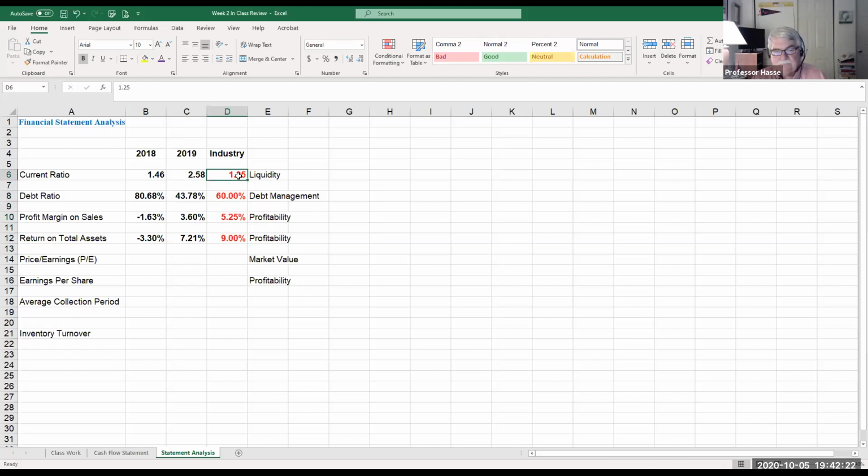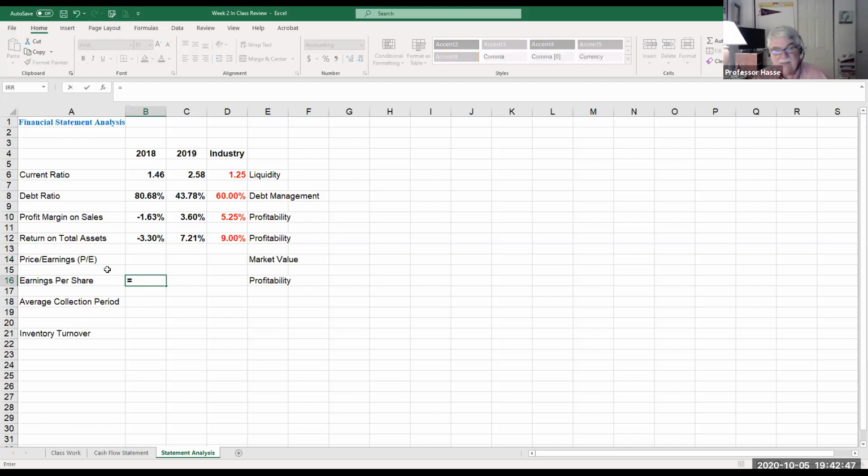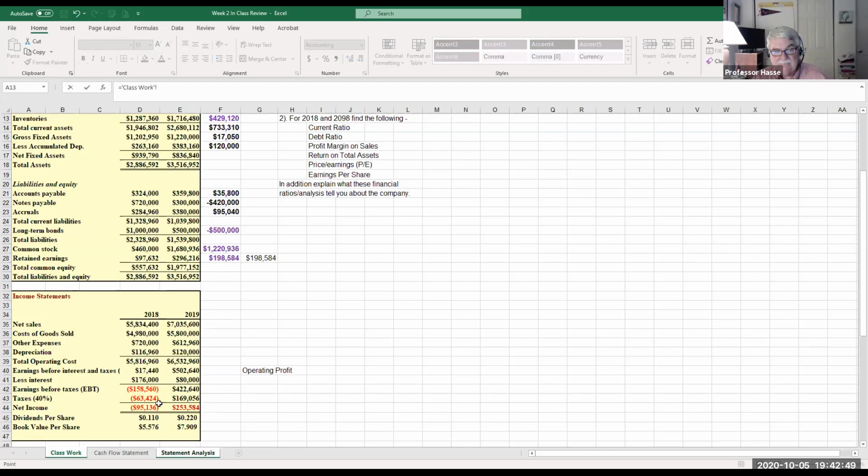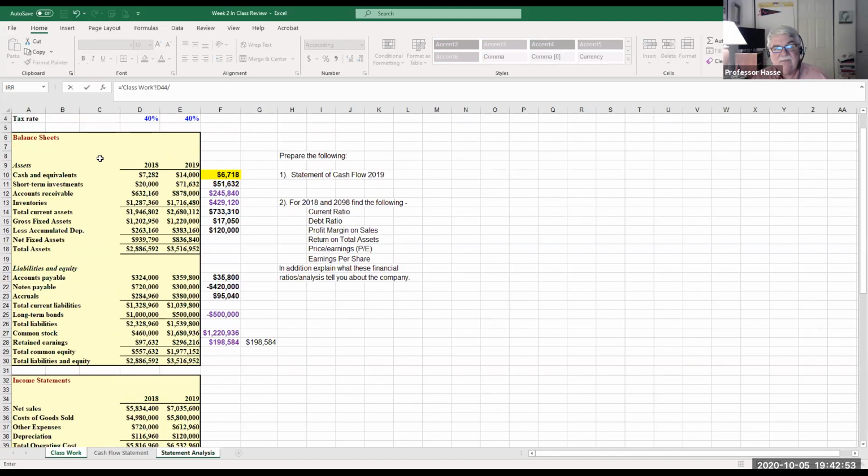Here's another one that's not on page 105, but I need you to know about it. It's called the price earnings ratio. The relationship of the stock price in the market to the earnings per share of the company. Well, what is the earnings per share? The earnings per share is the net income of the company divided by the number of shares of stock outstanding.